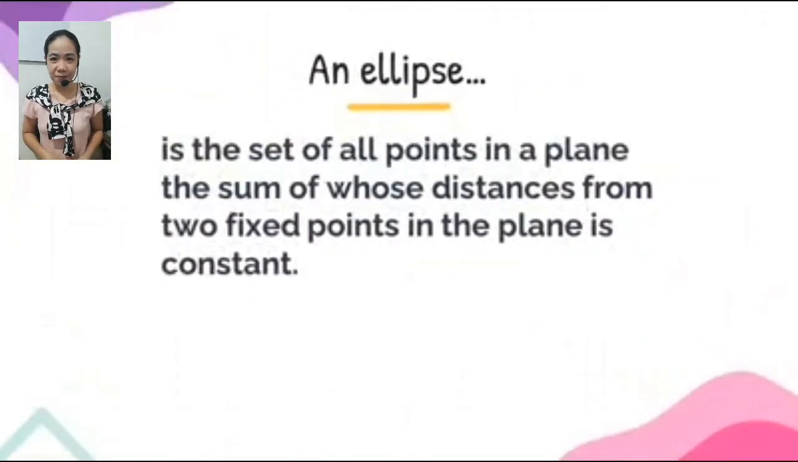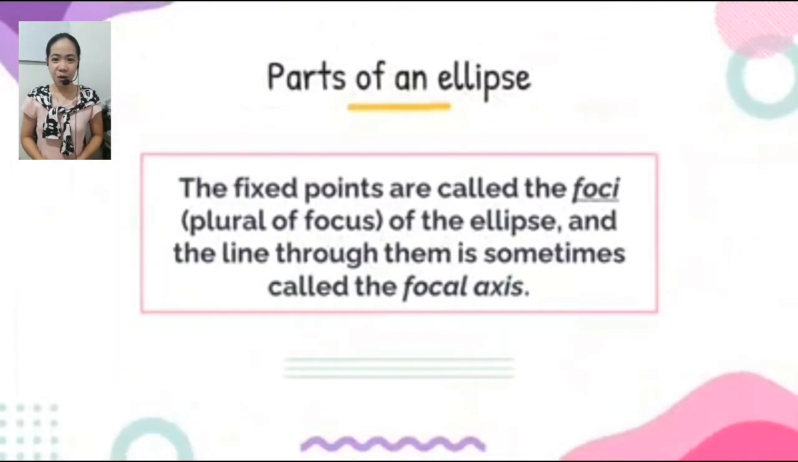So what is an ellipse? An ellipse is a set of all points in a plane, sum of whose distances from two fixed points in the plane is constant. Let's get to know the different parts of ellipse. First, the fixed points are called the foci, plural of focus, of the ellipse, and the line through them is sometimes called the focal axis.